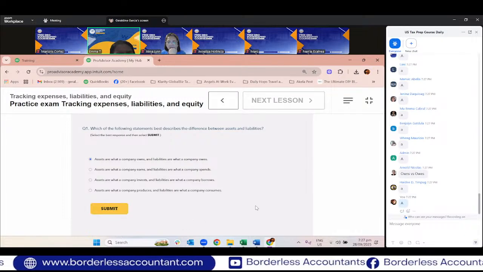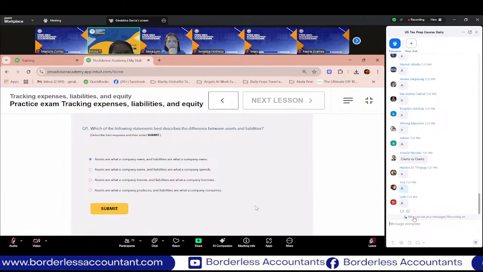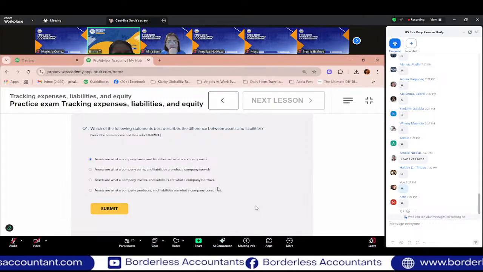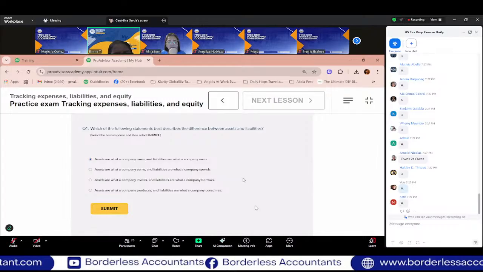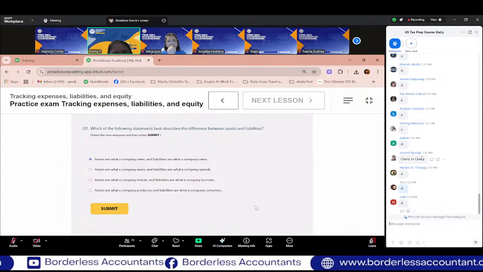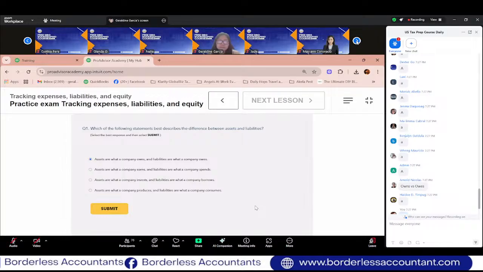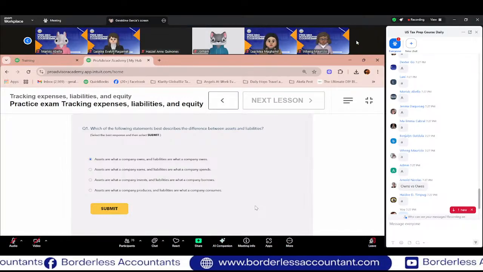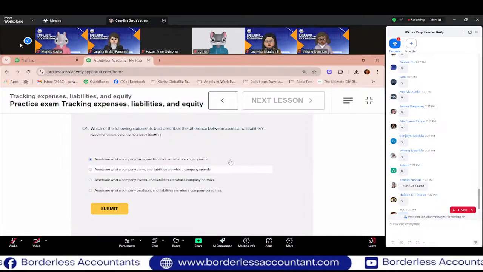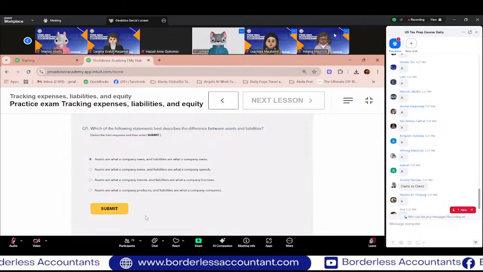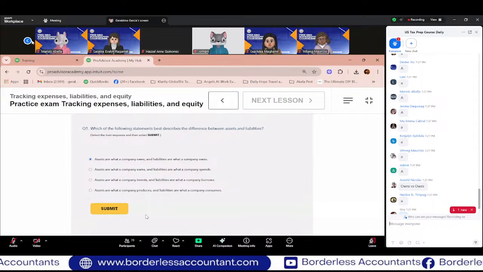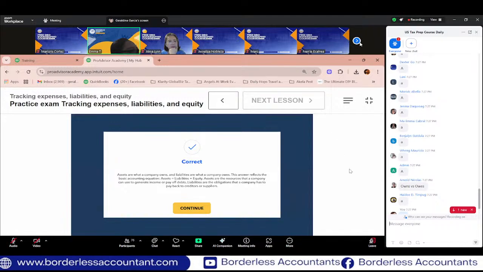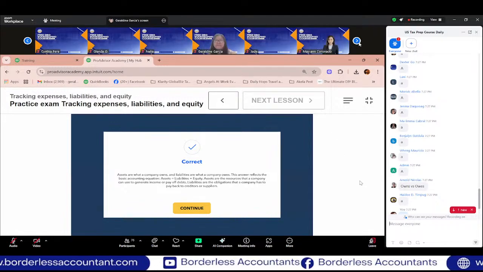B, assets are what the company owns and liabilities are what the company spends. Letter C, assets are what the company invests and liabilities are what the company borrows. D, assets are what the company produces and liabilities are what the company consumes. So letter A fits the definition of assets and liabilities. Can we submit, gang? Thank you. That's correct.